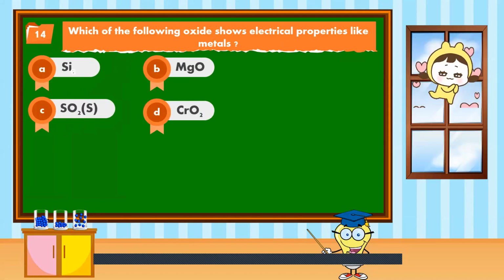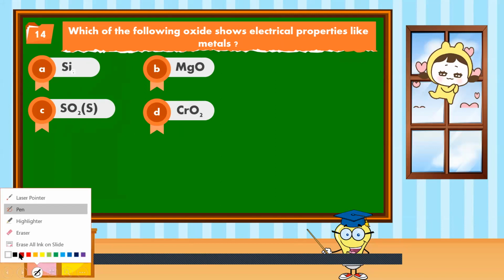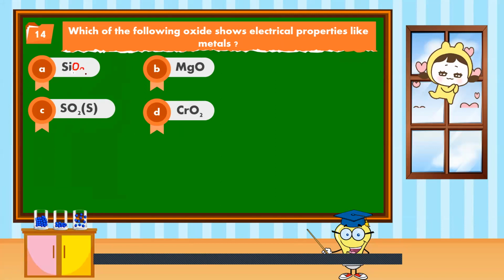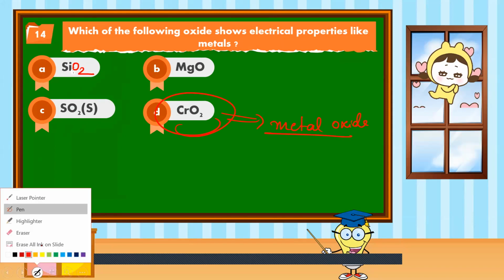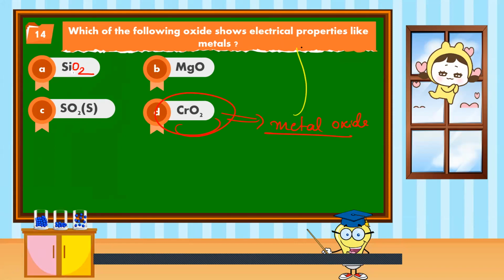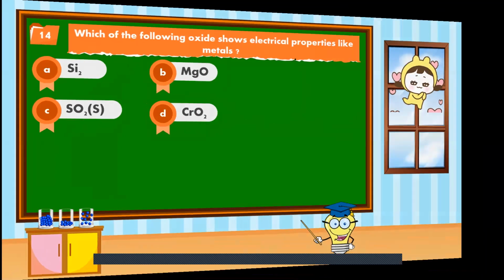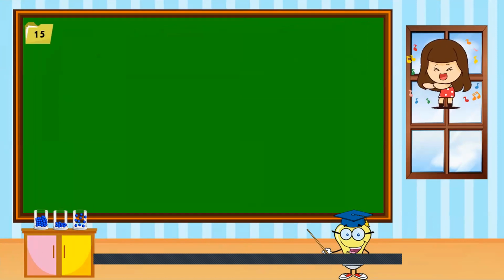This is SiO2. This is SiO2. Okay. And as per the box, which one? CrO2. This metal oxide shows the electrical properties. It shows the electrical property. Important. The trick box is important.